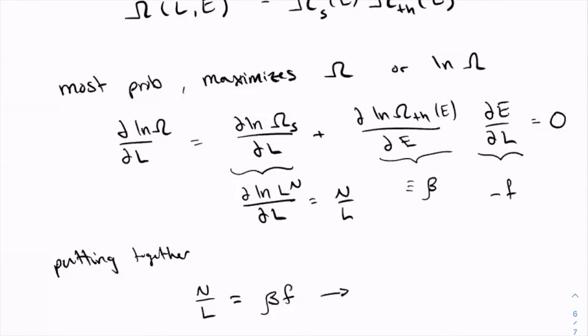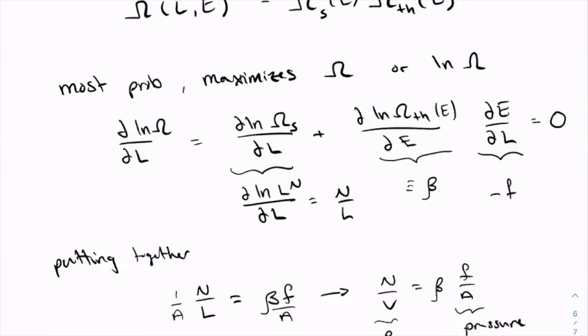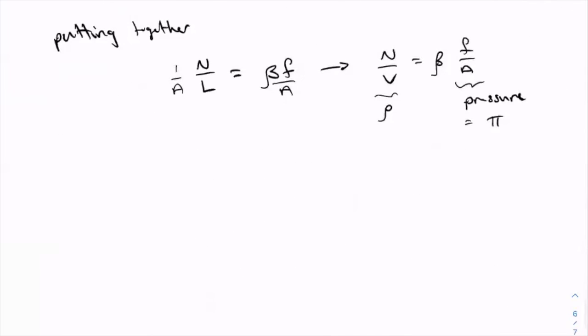Let's rewrite this. If I multiply both sides by 1 over A, I have n over A times L. A times L is the volume. That's just the density. Beta times F over A. F over A, that's a force per area. That's a pressure. Let's call that pressure pi. So what have we just found? Rho is equal to beta pi.